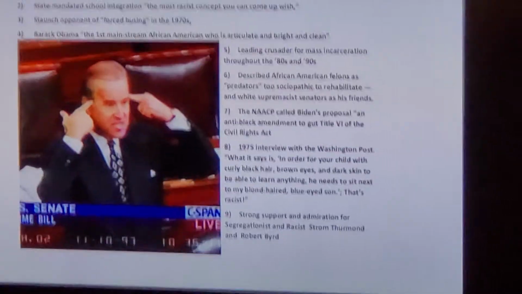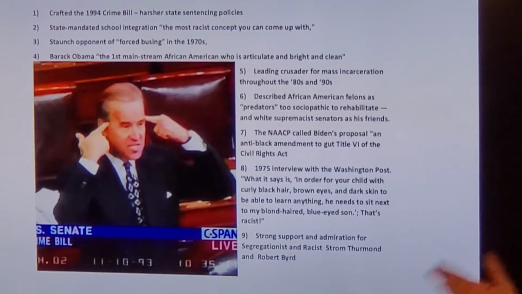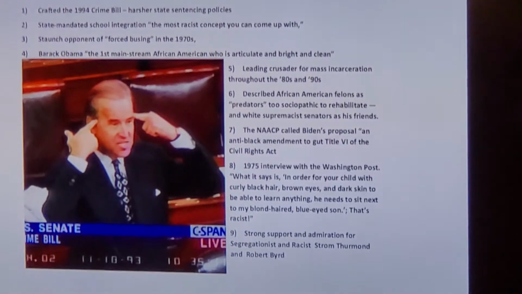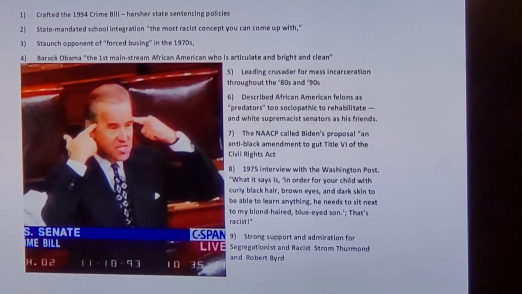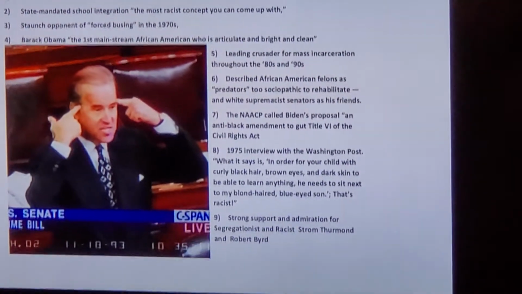Don't forget things like if you don't vote for me, you ain't black. And the jail law that put a lot of our boys into prison for small crimes. Okay, that was him. So next slide, please.